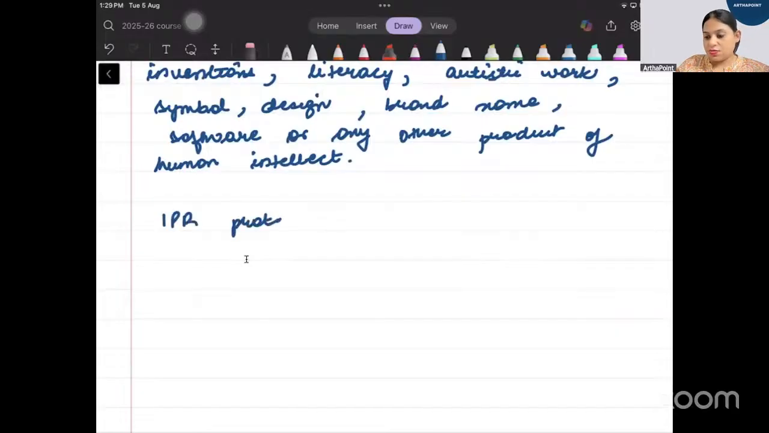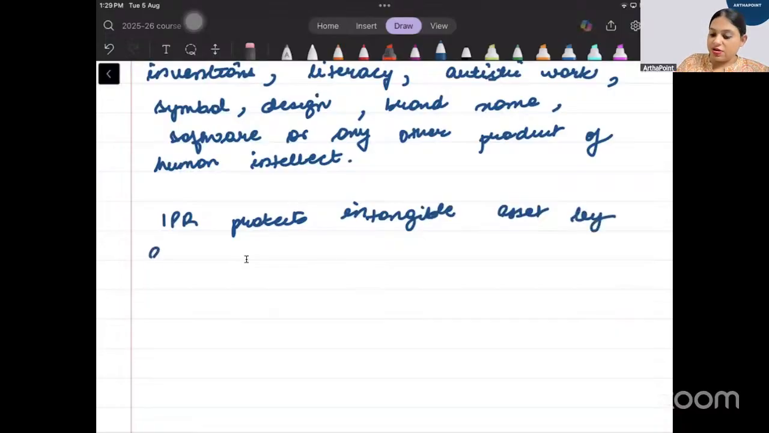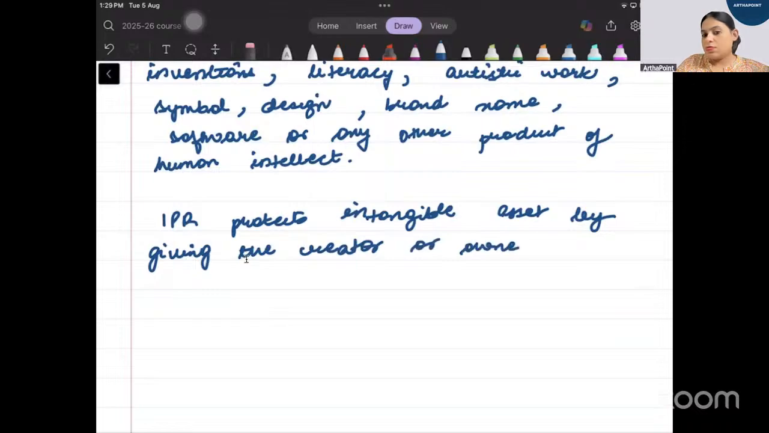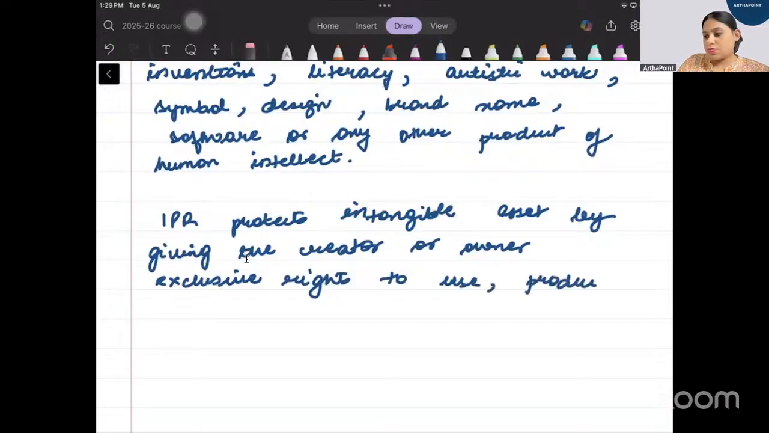सो राइट डाउन, IPR protects intangible asset by giving the creator or owner exclusive rights to use, produce, sell, or license their work for a certain period.